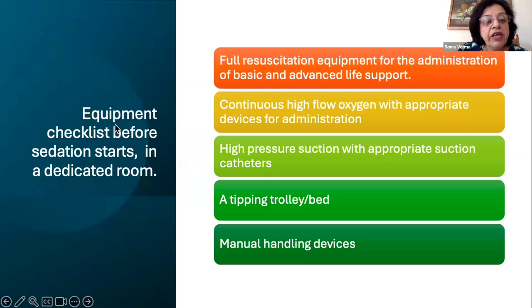A full equipment checklist should be done before the sedation starts, and this should always be done in a special dedicated room. So look at where the full resuscitation equipment is kept. There should be a continuous high flow oxygen, either on the pipeline or make sure that the cylinder is full, with appropriate devices for administration. We'll go to that in a minute. High pressure suction should be there in the room, a tipping trolley, and manual handling devices for patients with high BMI.